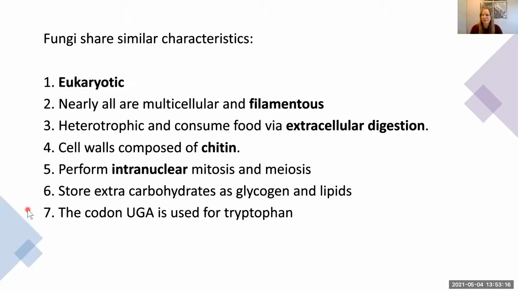And the last concept we're going to talk about for our fungus is that they're going to use the codon UGA for tryptophan. Unlike us, think back to 212. What does UGA code for? It's a stop codon. You go away, UGA, one of our three stop codons. Not true for fungus, instead, it's just for tryptophan. So those are some characteristics. There are other things too, like fungi are going to reproduce with spores, but so do ferns. So if we have all these seven characteristics, then what we're looking at is a fungus.